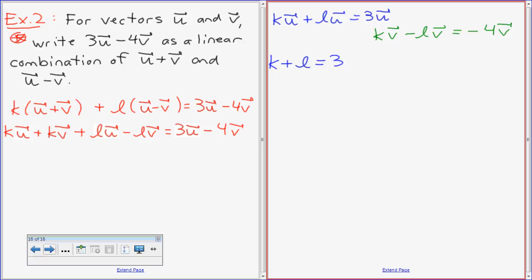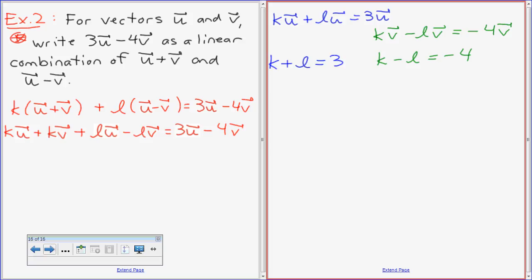Can someone else please give me the second equation then, please? Luke, go for it. K minus L equals negative 4. Very good. Okay, so you see what we're doing here, right? We're just dealing with that. All right, now I have two equations, two unknowns. Looking back at the test, how do I solve two equations, two unknowns?